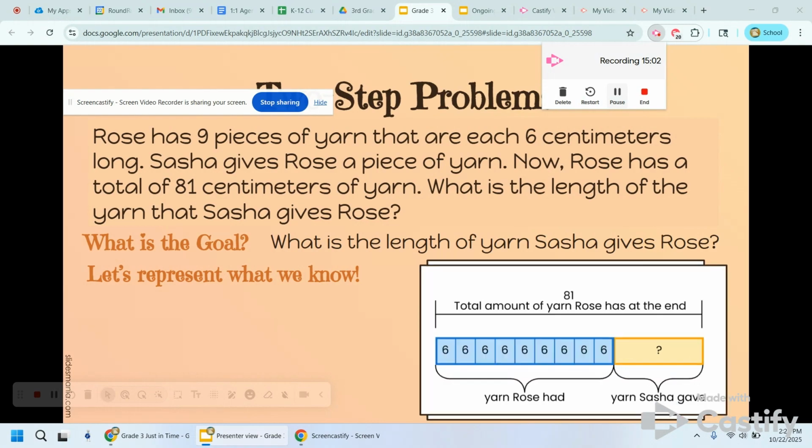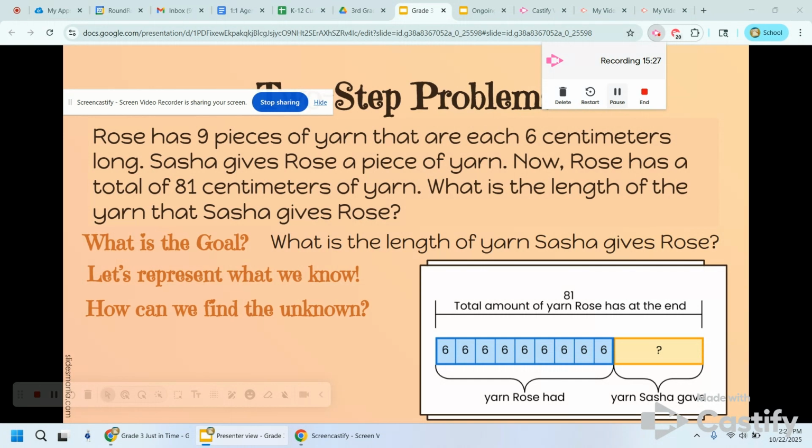Now let's fill in the numbers we know. We know that she had 81 at the end of the problem. We know that the part that is what the yarn that Rose started with should be 9 pieces, and each piece is 6 centimeters long. So I can do 9 groups of 6. And that makes the unknown the amount that Sasha gave. That's the question. That's what we're looking for.